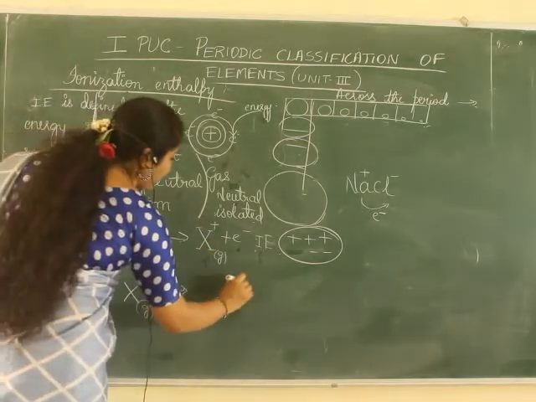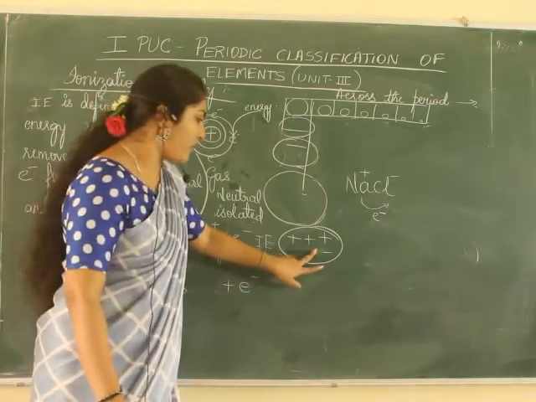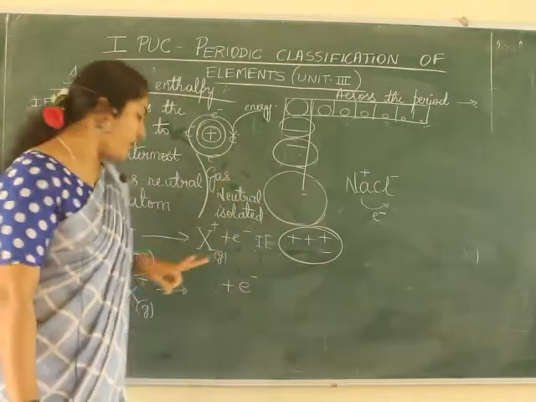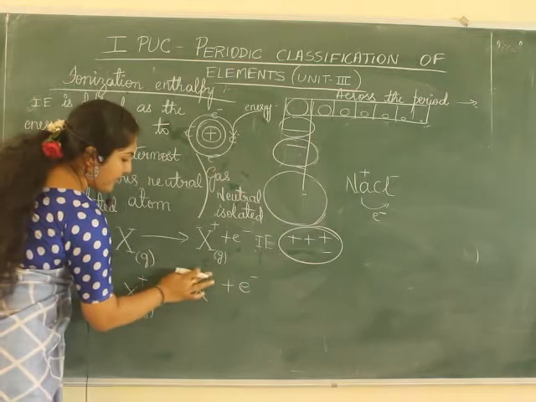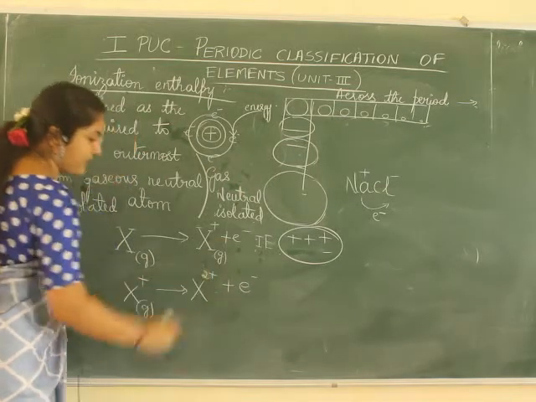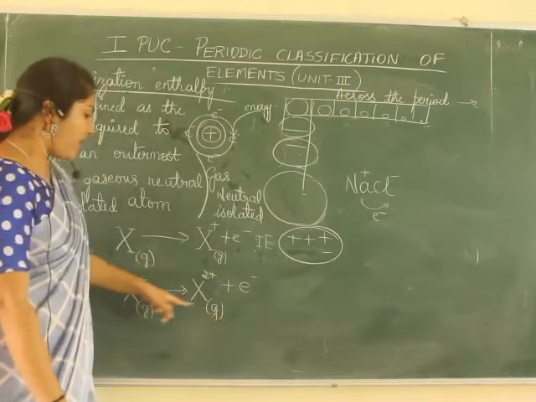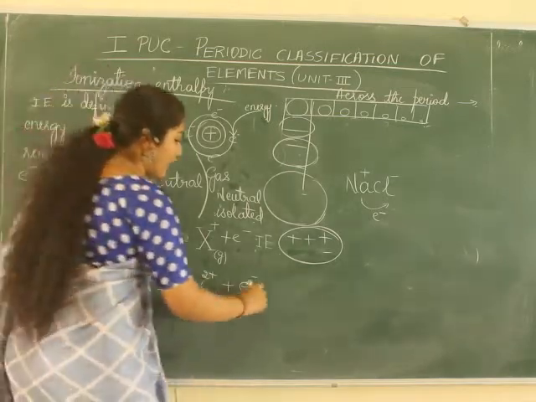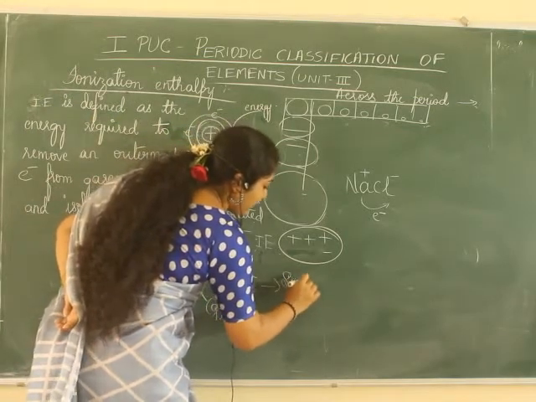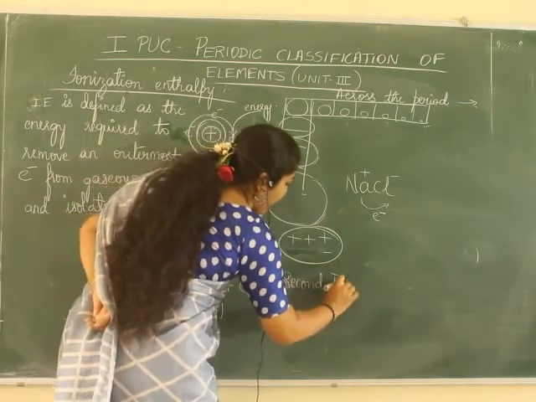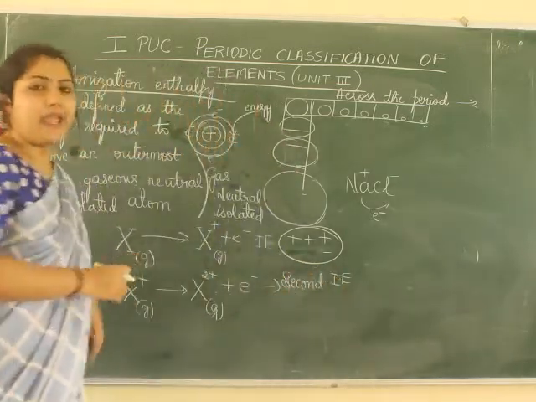Suppose I remove one more electron, what may happen? I'll remove one more electron from it. What happens? Two positive charges become extra now. Instead of writing this as X plus plus, we write X2 plus. Again, gaseous state. What is this ionization energy called? This ionization energy is called the second ionization energy. First ionization energy, second ionization energy.